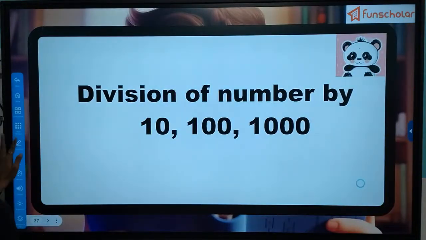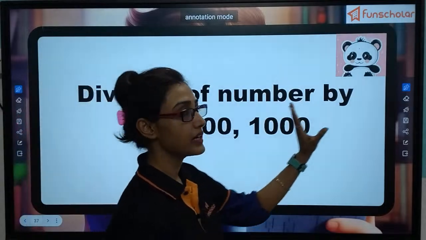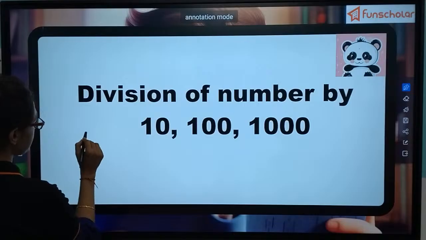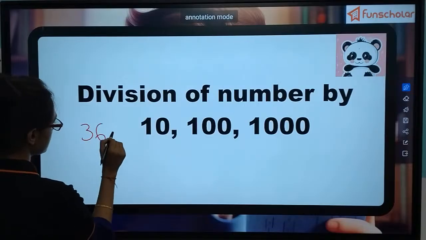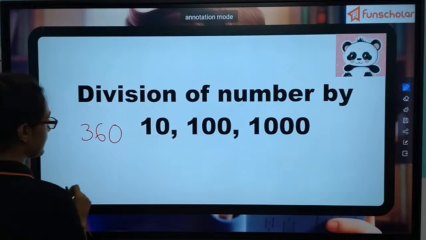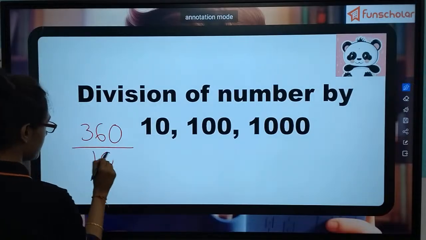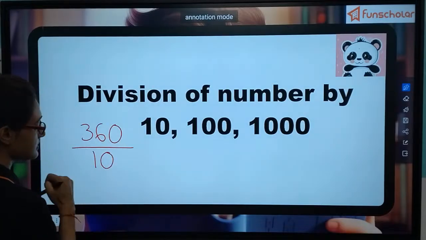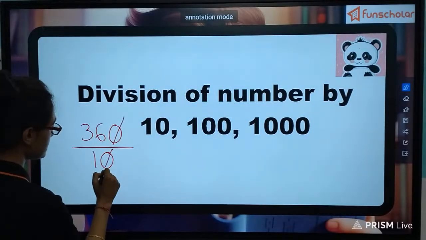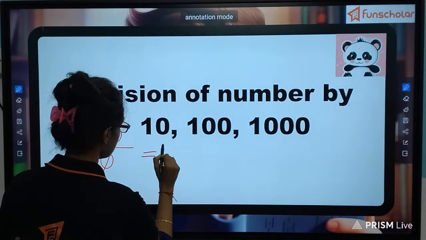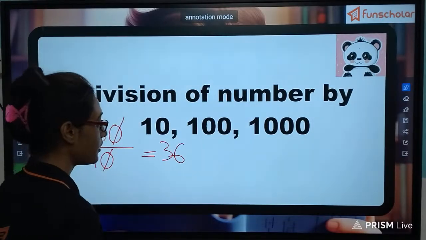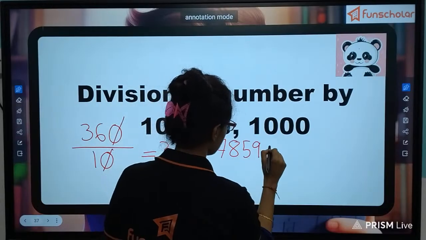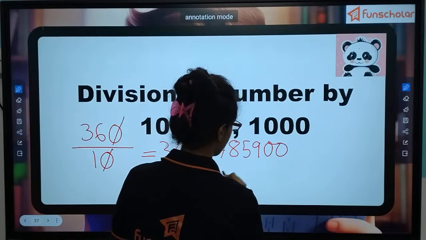Now division of any number by 10, 100 and 1000. This is very easy. Suppose I am taking 360 divided by 10. Okay. So what will you do? There is 0 in the last. You just cut this 0. So what will be the answer? 36.